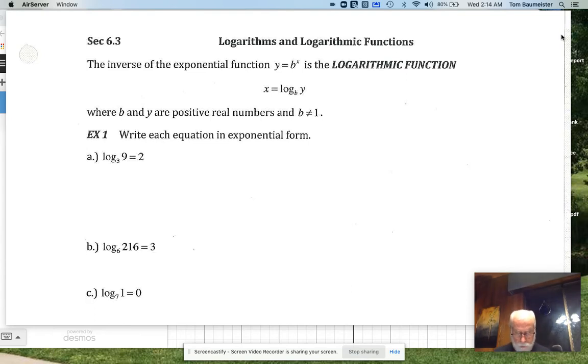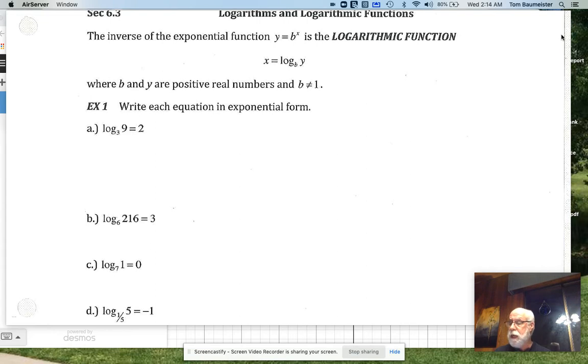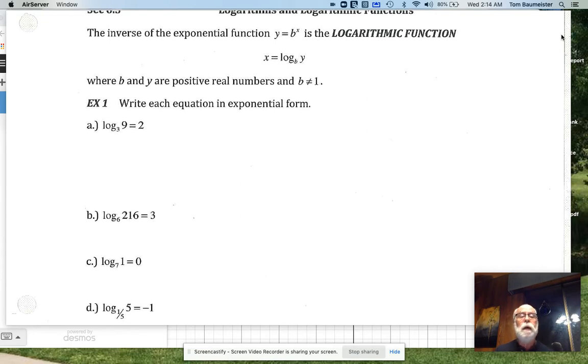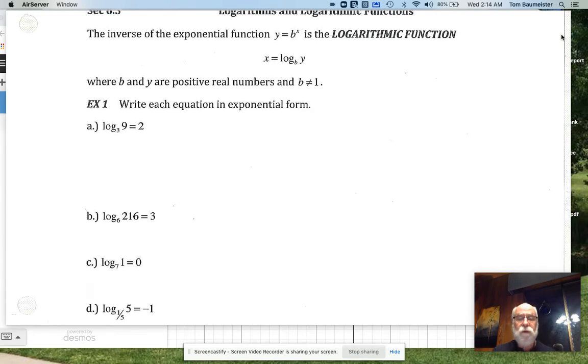So example 1, write each equation in exponential form. I left a lot of room here on the first one so I can show you how you should do it. All right. So I'm going to rewrite it here for you. I'm going to write log to the base 3 of 9 is equal to 2.